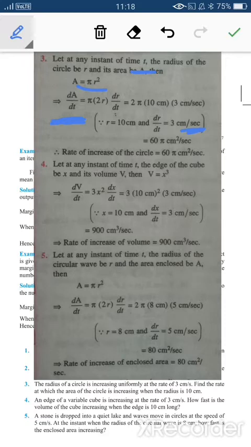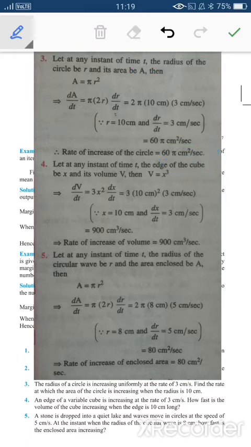So now we will differentiate the area. We will get 2 pi r into dr by dt, which is 2 pi into 10 into 3, and we will get the answer equals 60 pi centimeter square per second. Mind it, you have to write the units also, because the unit of area is centimeter square and we are differentiating it with respect to time. So centimeter square per second. This is your question number 3.